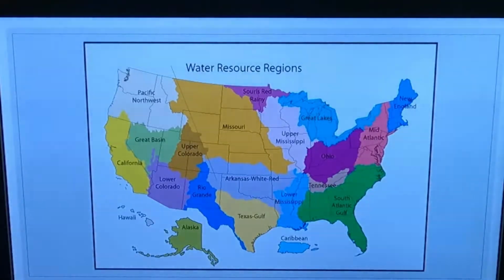So all the nutrients, all the soil, all the junk. Anybody live near the Mississippi River? Nasty, isn't it? Because all of that stuff is finally making its way down to the coast, which is where I'm from.